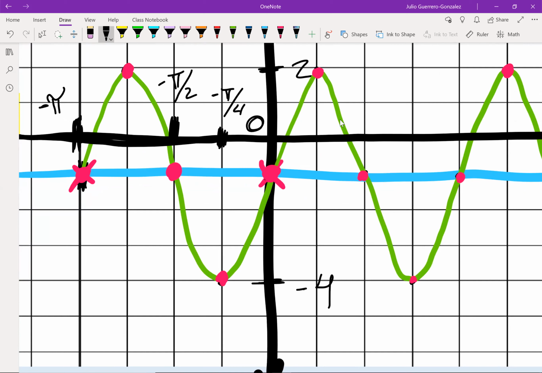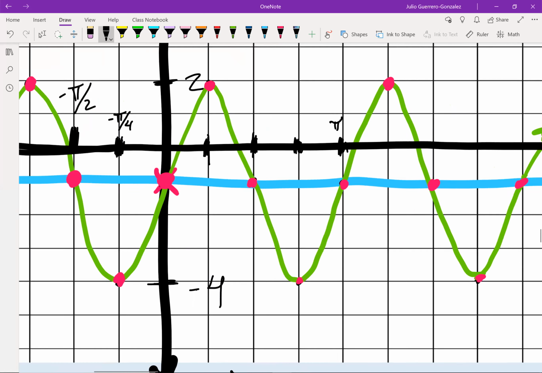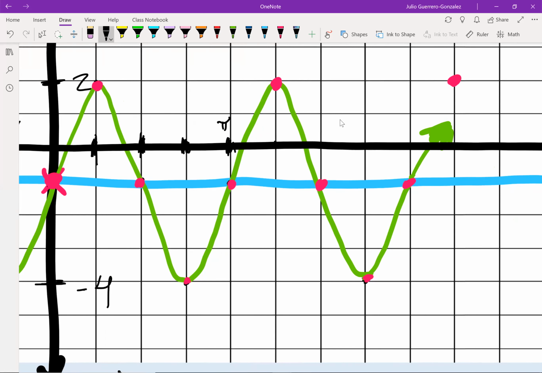That does not look nice. There you go. Negative pi over 4. Got it? Okay. So that means each one of these tick marks go by pi over 4. So this is pi over 4, pi over 2, 3 pi over 4, pi. So here's positive pi. Right? And every 4 is another pi. So 1, 2, 3, 4. Here's 2 pi. So on and so forth.